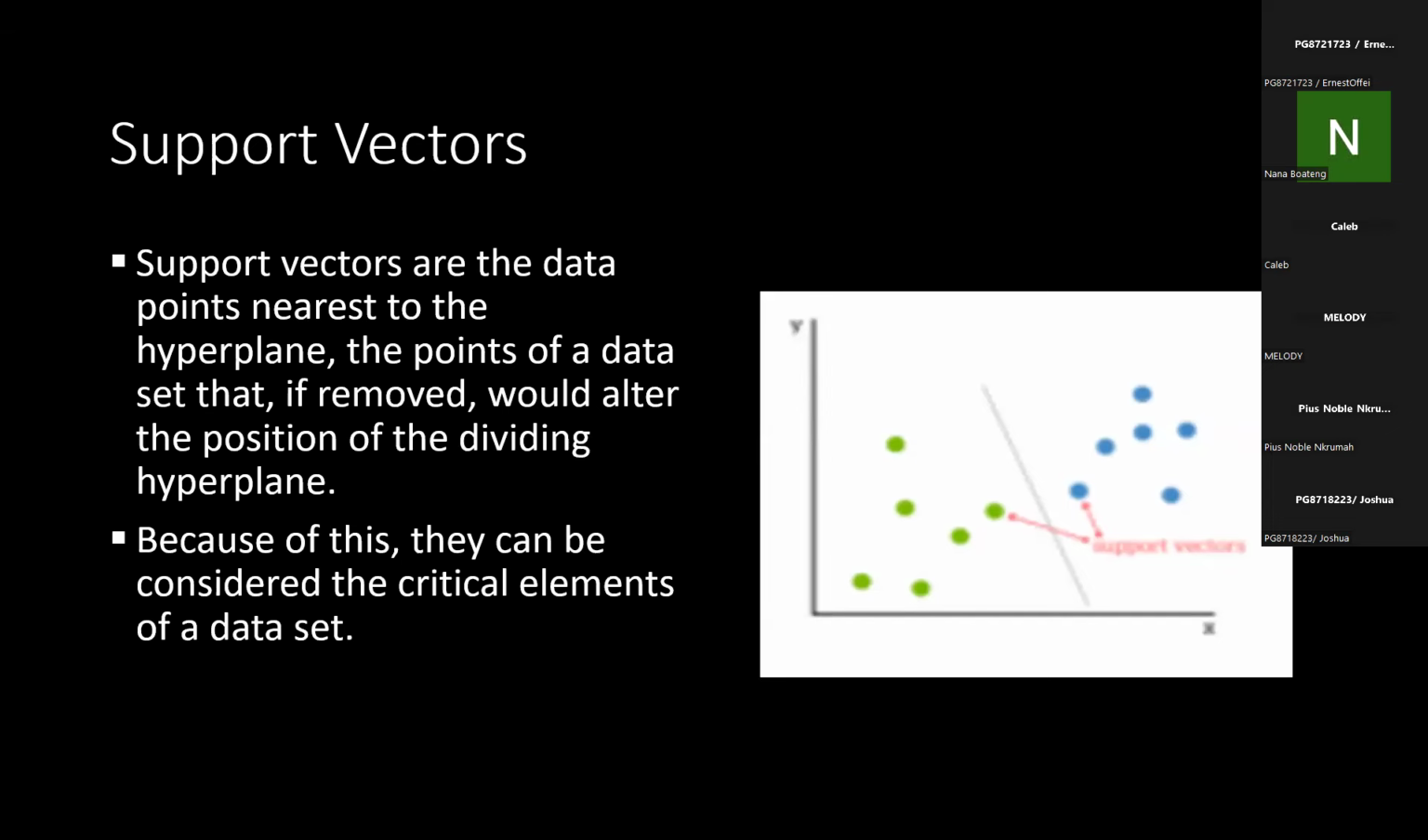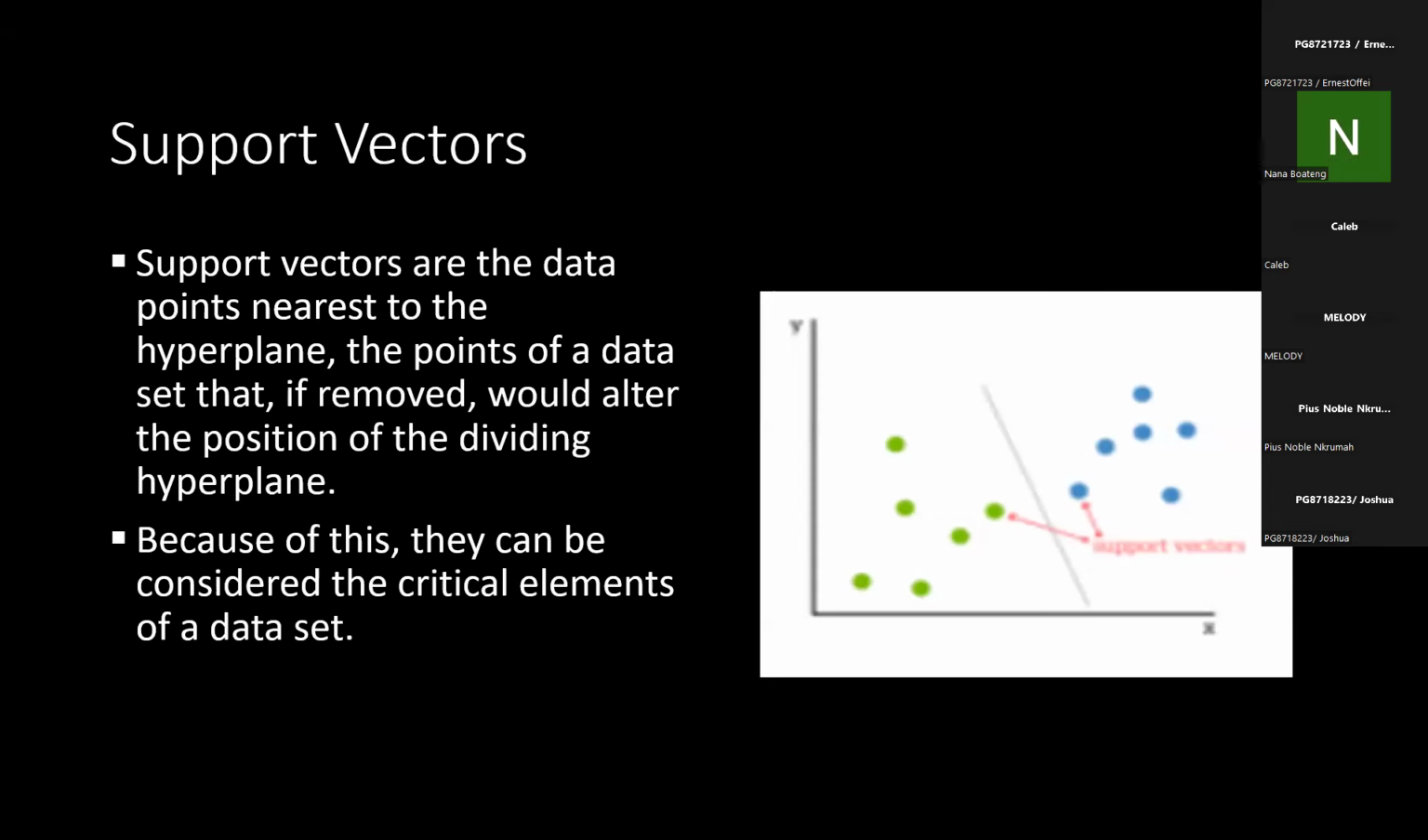We have what we call support vectors. Can you all hear me? Yes, sir. We can hear you. Good. So we have what we call support vectors, and these are data points that are nearest to the hyperplane. If you see the diagram on your left, we have one of the green circles being close to the hyperplane, and one of the blue is also close to it.